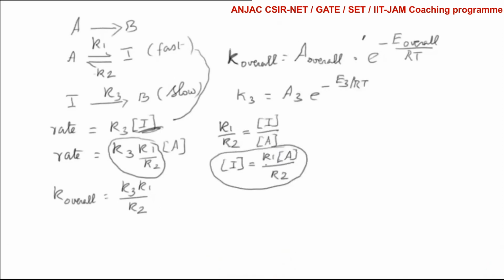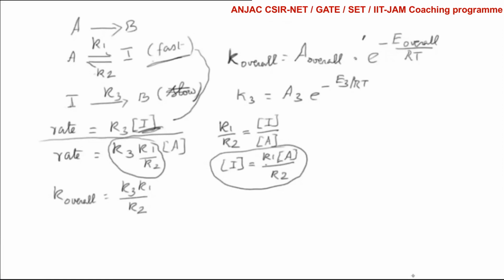Excuse me, sir. Why are we using the equilibrium approximation instead of the steady state approximation? I'm not getting it. Here you have to apply the simplest method, equilibrium, because one step is the slowest step for which you can write down the rate law. And here the intermediate I is formed that is present in equilibrium. Apply the equilibrium approximation. You can easily find out the concentration.